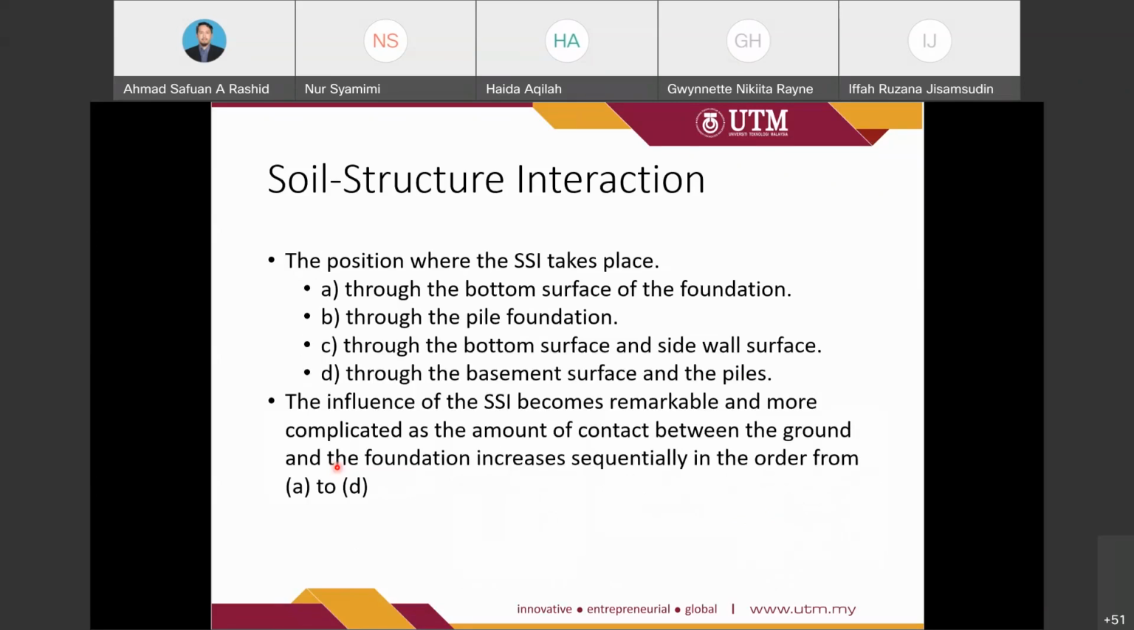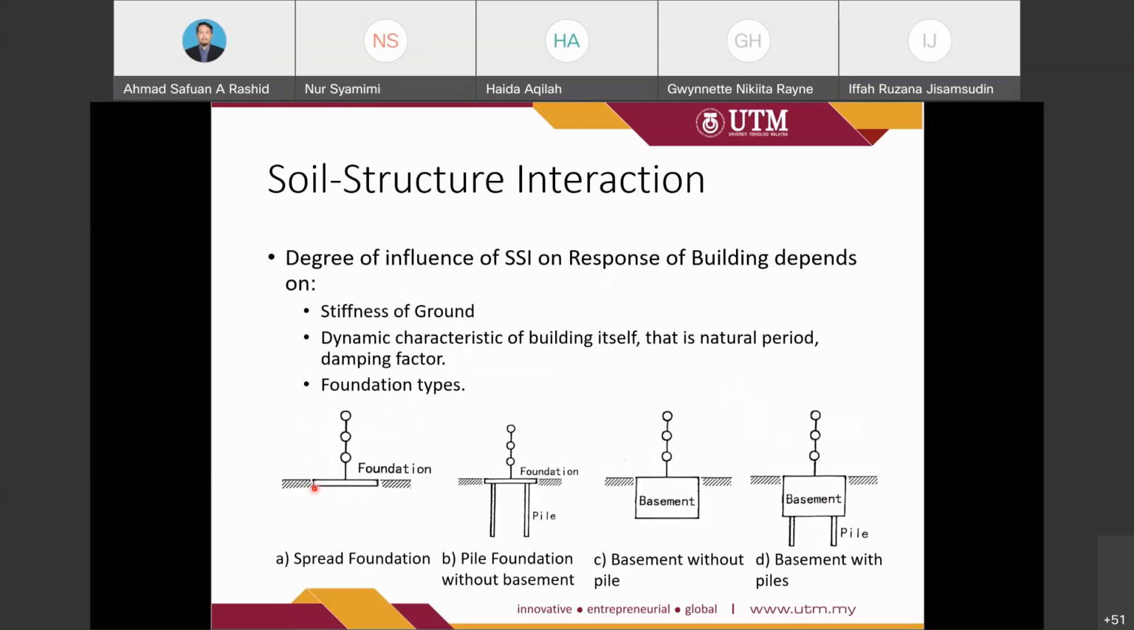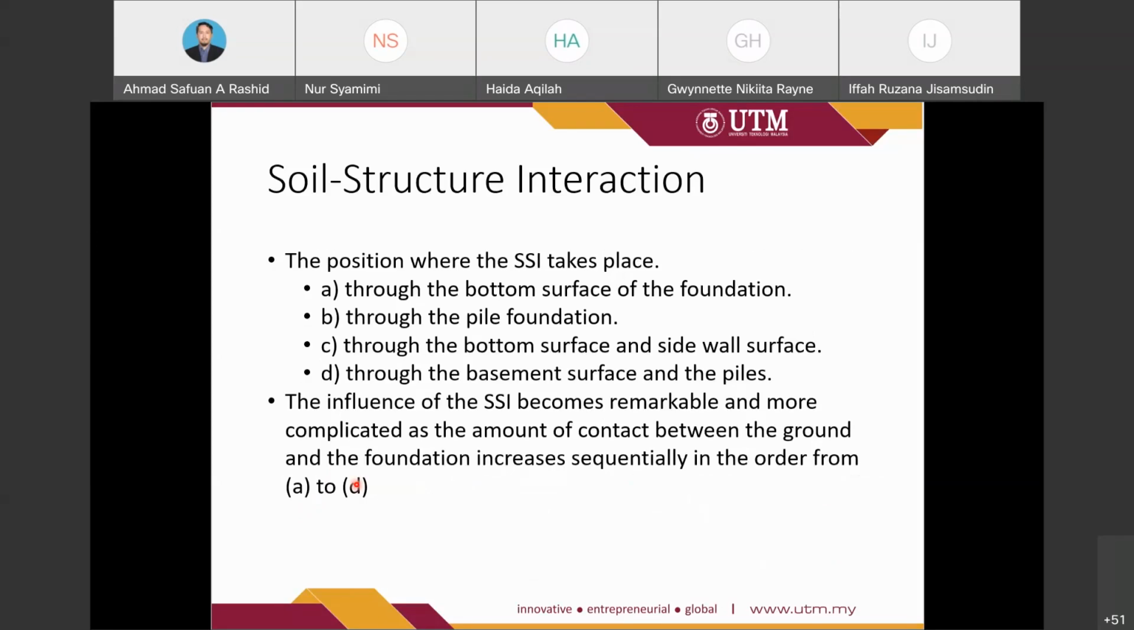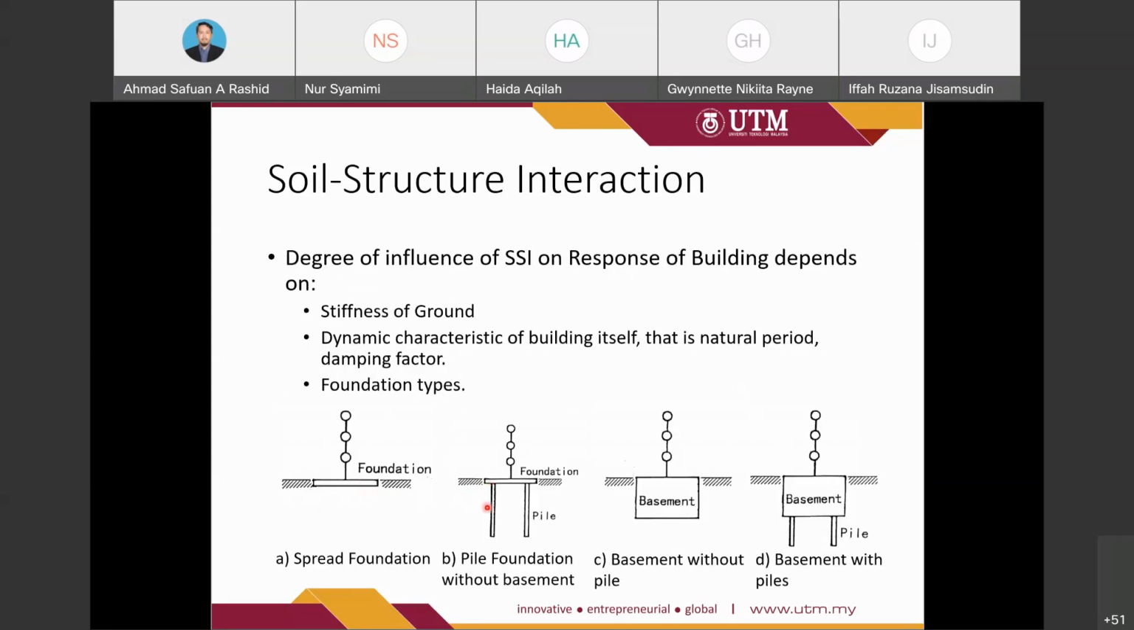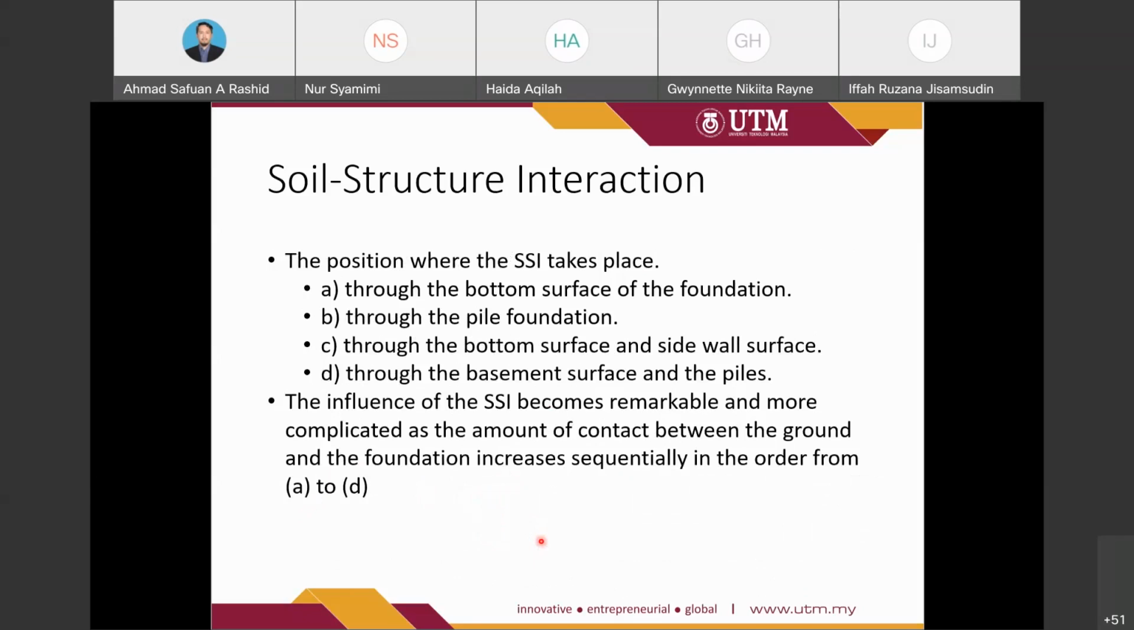So the position where the SSI takes place: for the first one, it is through the bottom surface of the foundation, so it may happen on the bottom part of the foundation. Through the pile foundation, it will transmit the wave through the pile. While for the basement, it will transmit from the base and the side wall. And the last one is through the base surface and the pile.